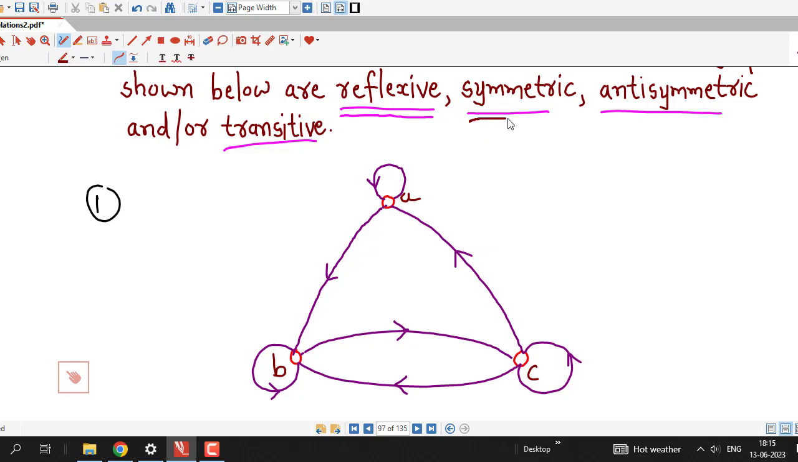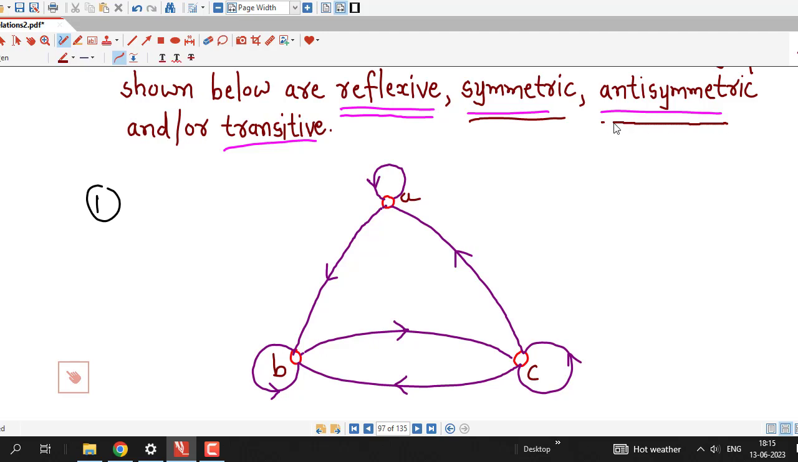Now for symmetric property, we require that if there is an edge between two vertices, then there must be a reverse edge or reverse arc between those two vertices. Here we can observe that there is an edge from vertex A to vertex B, but there is no reverse edge between these two vertices. So there is an edge from A to B, but there is no edge from B to A. Therefore this relation is not symmetric.